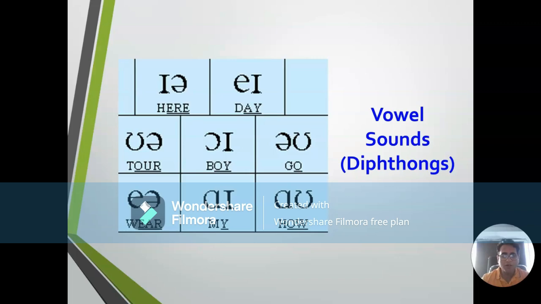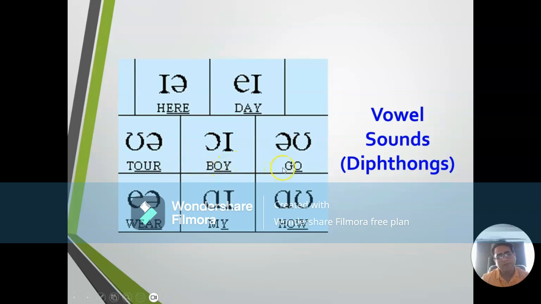These are also called glides because one vowel sound is gliding to another vowel sound. The first one is ear. We say here, not here, it is here. Then the other one is the sound in day. Today is an important day. Then we have the sound in tour. Then we have oi, which we use as in boy.